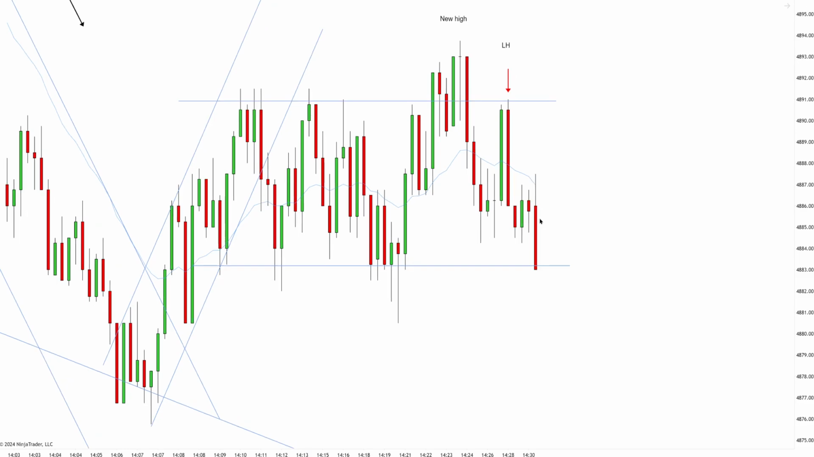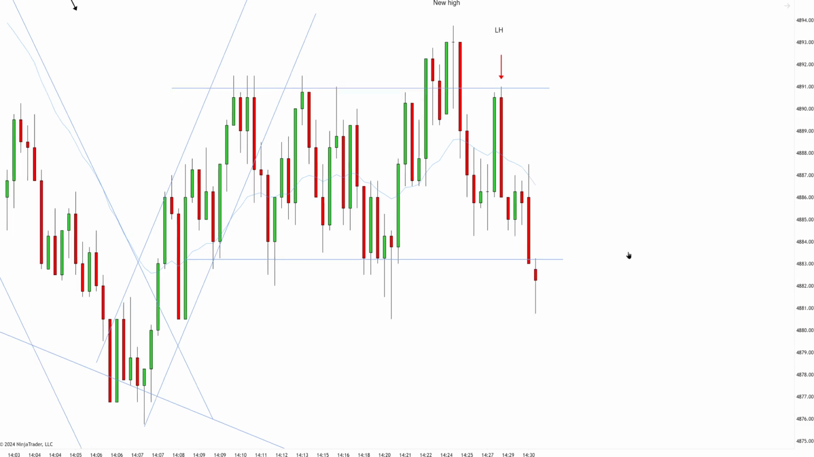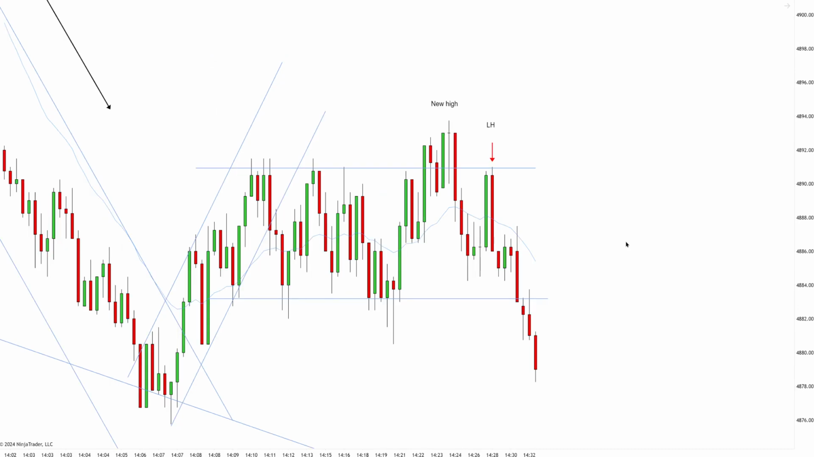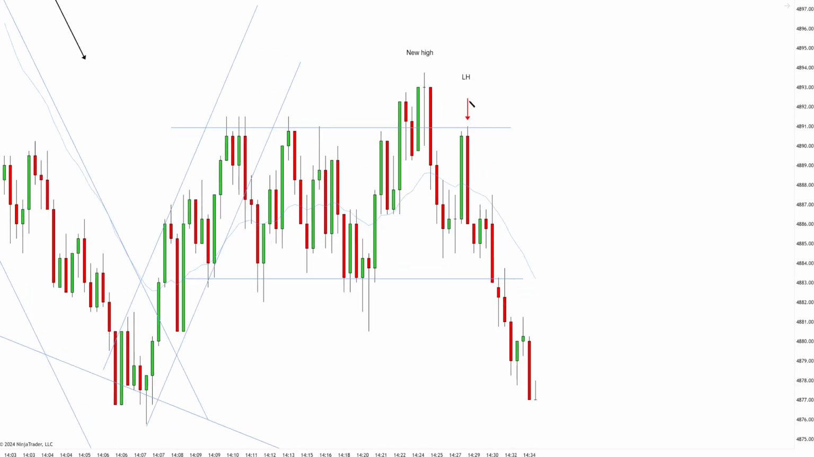And now we have a failed second entry long. Problem is, it's not fully a breakout pullback. It is directly into these lows. So I'm not really excited about this setup just yet. Let's see what's gonna happen.